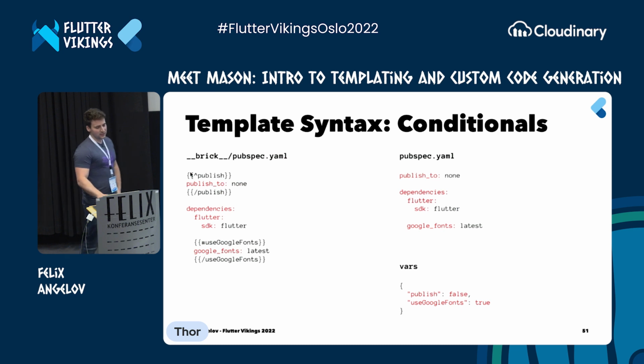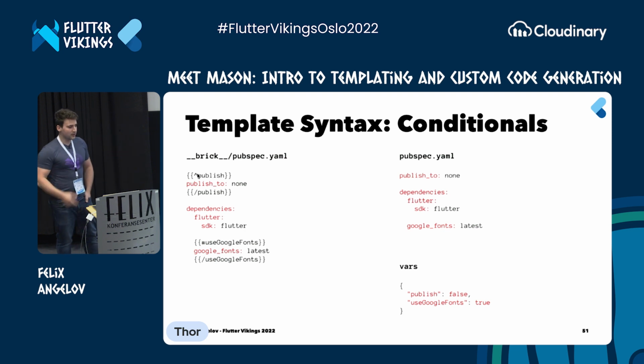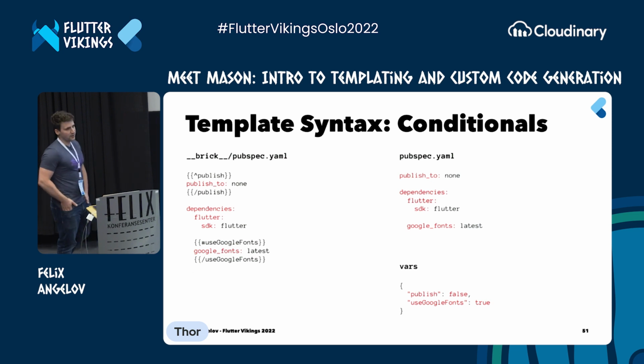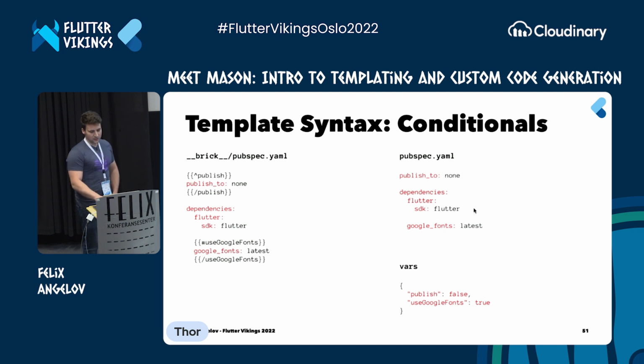And so for those cases, you can use the Mustache syntax with this caret, and that will negate the condition that's being evaluated and then render the contents. So if publish is false, publish_to: none will be rendered. And if publish is true, this will not be rendered. And the inverse of that, let's say you want to give the option to specify whether they want to use Google fonts or not. You can just use the exact same syntax, except instead of a caret, you use the hashtag. And that will render if the variable is true and not render if the variable is false. So in this example, publish is false and use Google fonts is true. So we get the pubspec on the right.